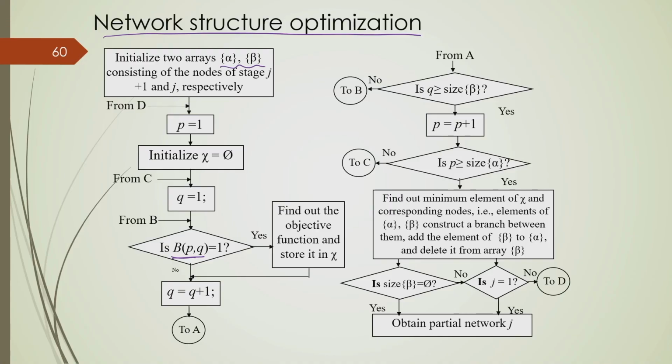Now, this alpha is initially null for the first stage, that is stage m here, and beta consists of all the rest of the nodes. Slowly, when we connect one node to this sub network, we put it into alpha and we remove it from the array beta, and that is what is done. If you go through this, you will be able to understand.